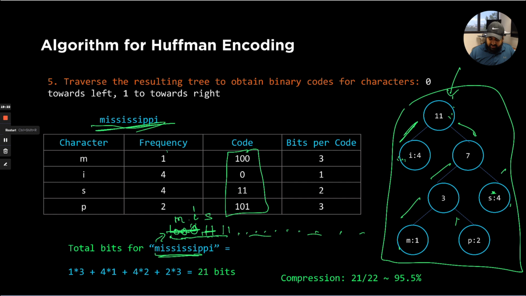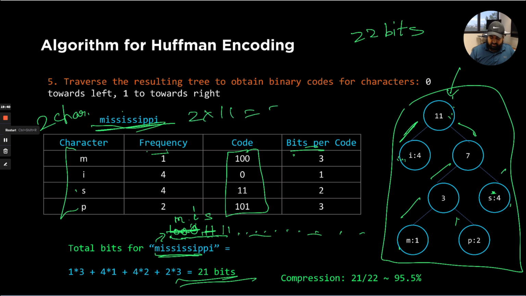Now, if we calculate the total amount of bits required using this method, it's roughly 21 bits. Earlier we required 22 bits when we started, because each of them was being represented by 2 bits each, which included 2 times 11, which is 22, but now it's 21. So the compression ratio is now going to be 95.5%, which means we just saved about 5% of the transmission.